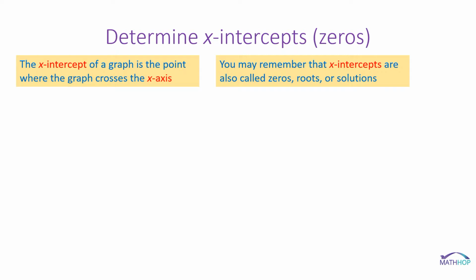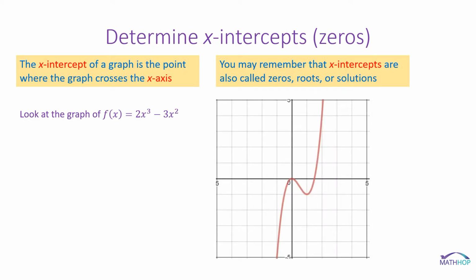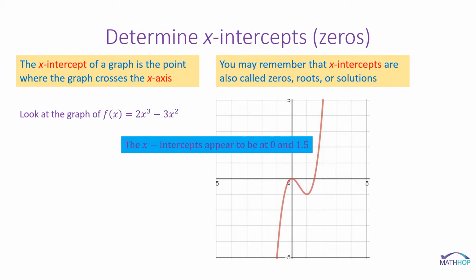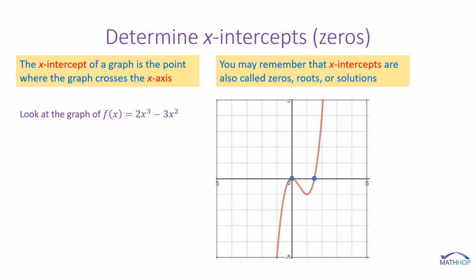So let's look at the graph of 2x cubed minus 3x squared. So there it is. The x-intercepts can be estimated. They appear to be at 0 and 1.5. And 1.5 actually looks like a pretty good estimate for that. But what we're going to do is calculate them algebraically.